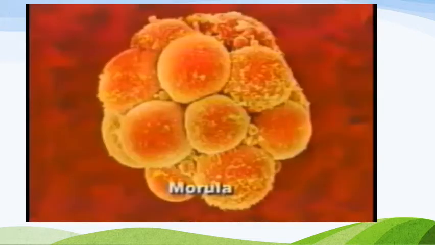which is called a zygote, starts dividing into two cells and then four cells. It forms a small cluster of cells called a morula, which travels down into the uterus and implants.